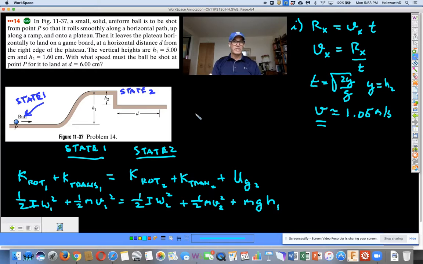Know your magic substitutions. Omega is related to speed over r. Okay, and that's going to be the lion's share. That's the radius of the continuous body, that mass. It's a solid sphere, so let's put that out there. The rotational inertia for a solid sphere is 2/5 mr squared. Okay, and in this case, little r is going to be equal to big R.